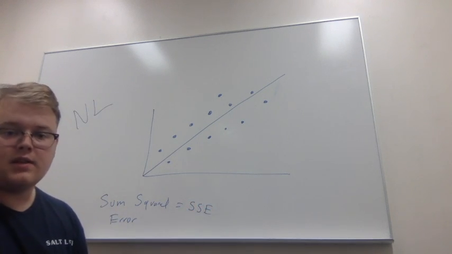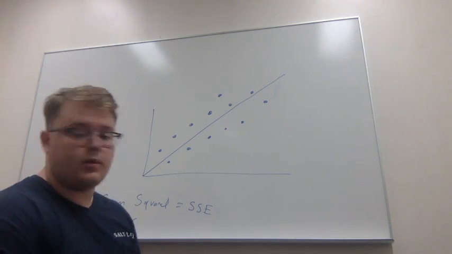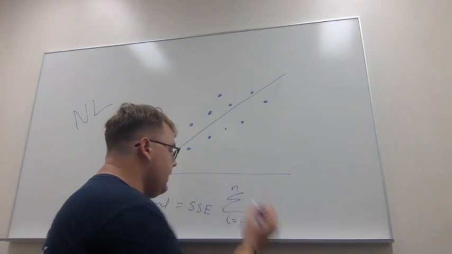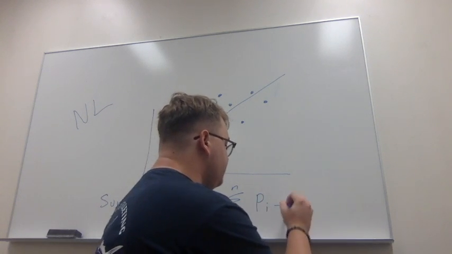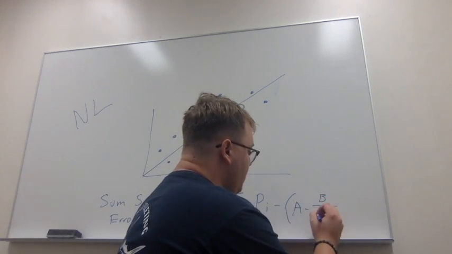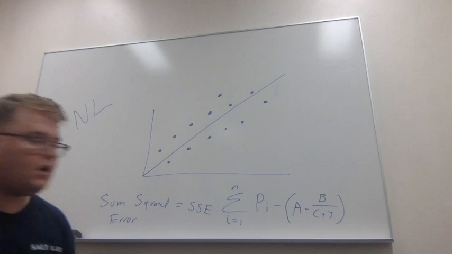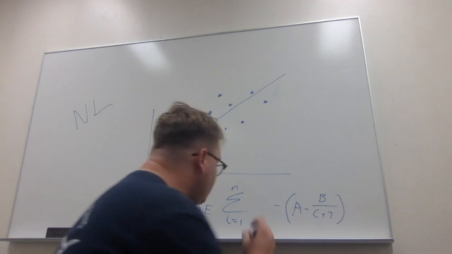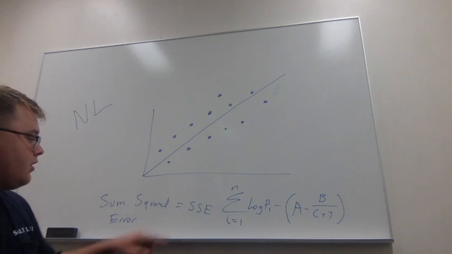So what exactly is the sum squared error? Well, as an equation, the sum squared error is the sum, starting with i equals 1 up to n, of our pressure initial minus our Antoine's equation, so A minus B over C plus T. Oh, I made a mistake already. This isn't P_i, it's log P_i. There we go. So that's our sum squared error.